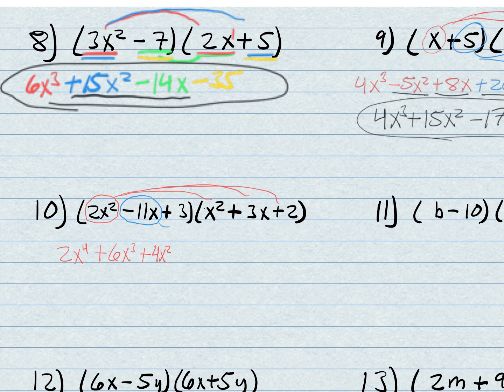So negative 11x, distribute that to each term of our trinomial. Negative 11x times x squared is just going to be negative 11, x times x squared is x cubed. Negative 11x times 3x, well, negative 11 times 3 is negative 33, and then x times x is x squared. And then negative 11x times 2 is going to get us a negative 22x.